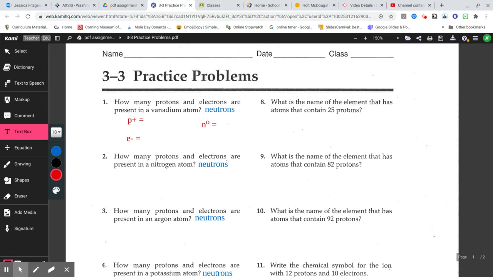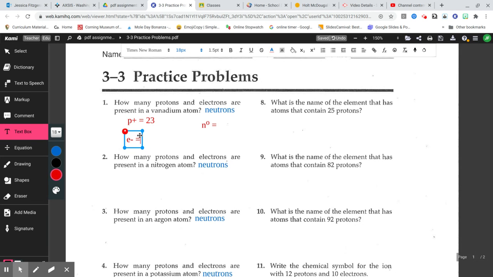Number 1 asks, how many protons, electrons, and neutrons are present in vanadium, the atom? So find vanadium on the periodic table. Vanadium has the element symbol V, a capitalized V. Vanadium has the atomic number of 23, so that means you have 23 protons. Since it said that this is an atom, that means your number of protons and your number of electrons are the same. So you have 23 electrons.